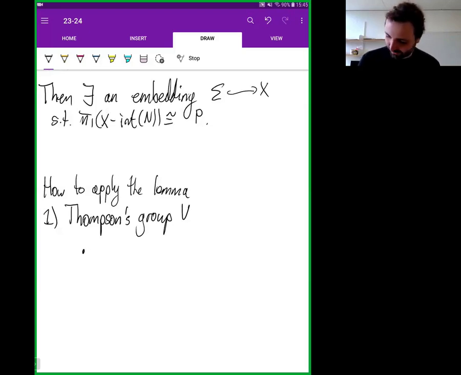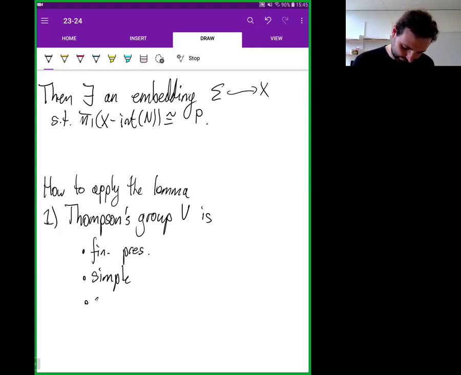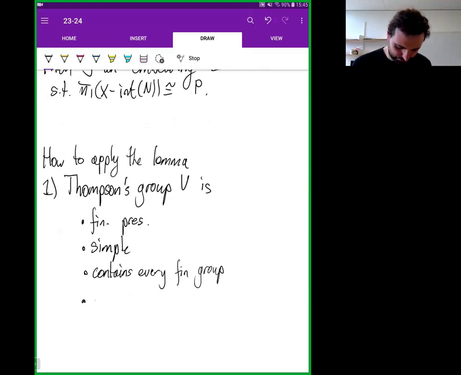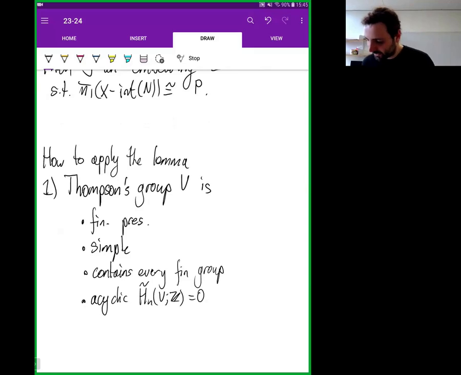Firstly, it's finitely presented. Secondly, it's simple. Thirdly, it contains every finite group. And then a much more powerful result is that it's acyclic. So this says that Hn of V with Z coefficients equals 0. It's just the reduced homology.